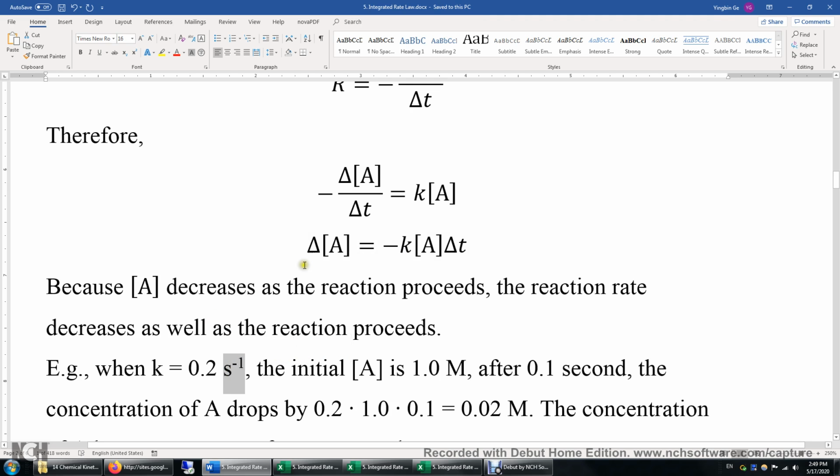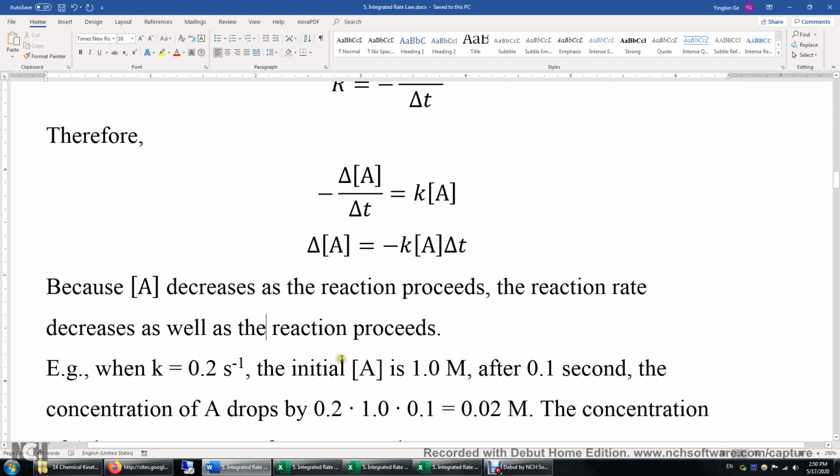This is to ensure that the units on both sides of this equation match. Over here, you have molar on top, second on the bottom. Therefore, you have molar here. This K must be in this unit.